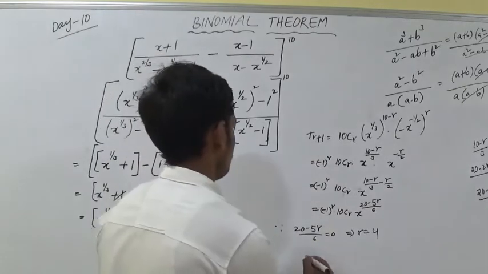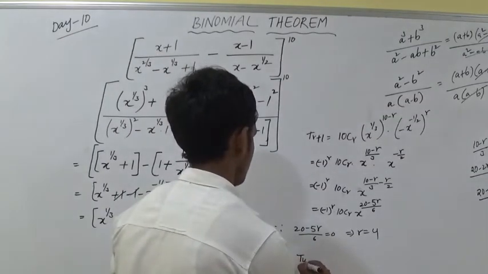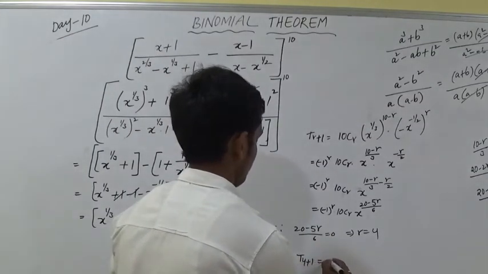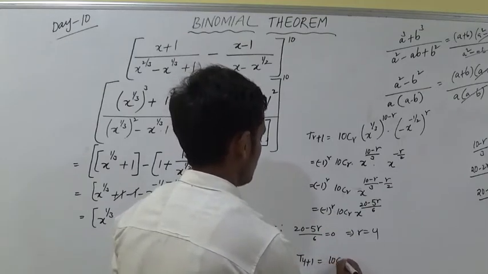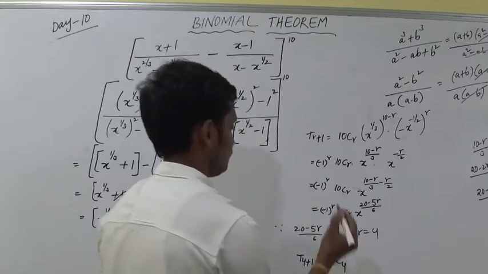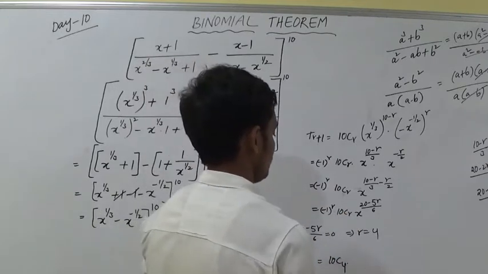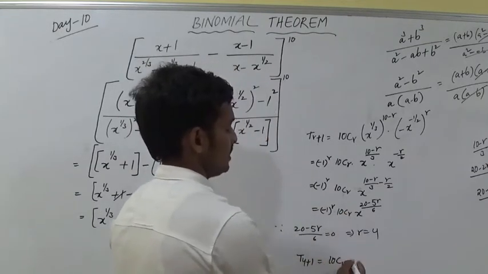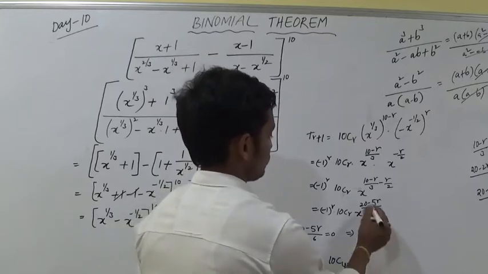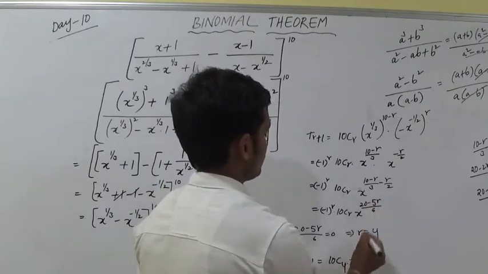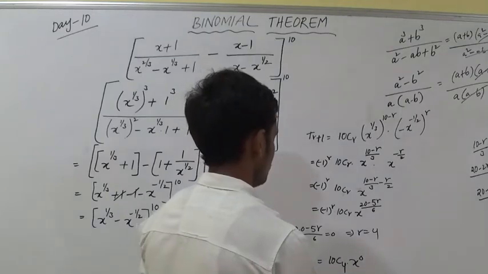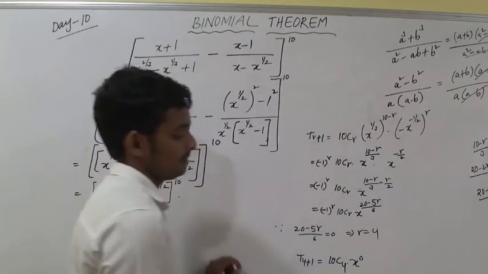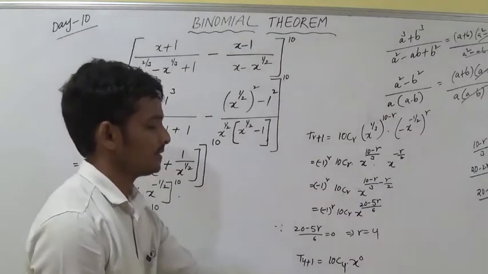Now I am substituting 4 here. T4 plus 1 is equal to minus 1 to the power of 4, that means 1, leave it, 10c4. Yes, 10c4 is our answer. Why? Because that is x to the power of 20 minus 20, x to the power of 0. So our answer is 10c4.